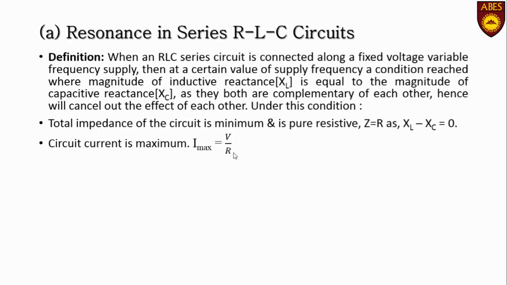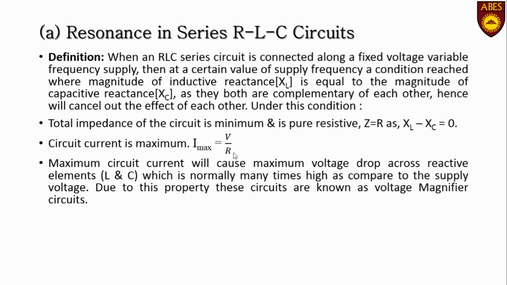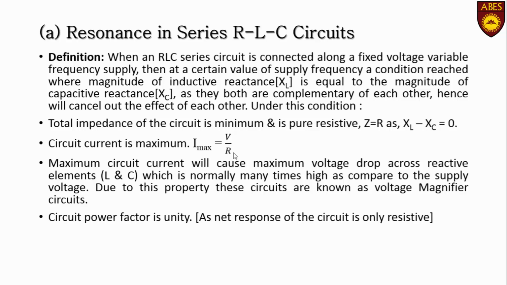The circuit current is maximum, as current is the ratio of voltage with respect to impedance, but here impedance is only resistive and normally will take very low value of resistance. So under this condition, the circuit current is maximum. Maximum circuit current will cause maximum voltage drop individually across the reactive parameters, that is inductor and capacitor. And this voltage drop across either inductor or capacitor is normally very, very high as compared to the supply voltage. Due to this property, these circuits are also known as voltage magnifier circuits. Remember, series resonators are acceptor as well as voltage magnifiers. Now, as the impedance of the circuit is only resistive, the circuit power factor is unity, because in case of pure resistor, both voltage and current share the same phase angle.